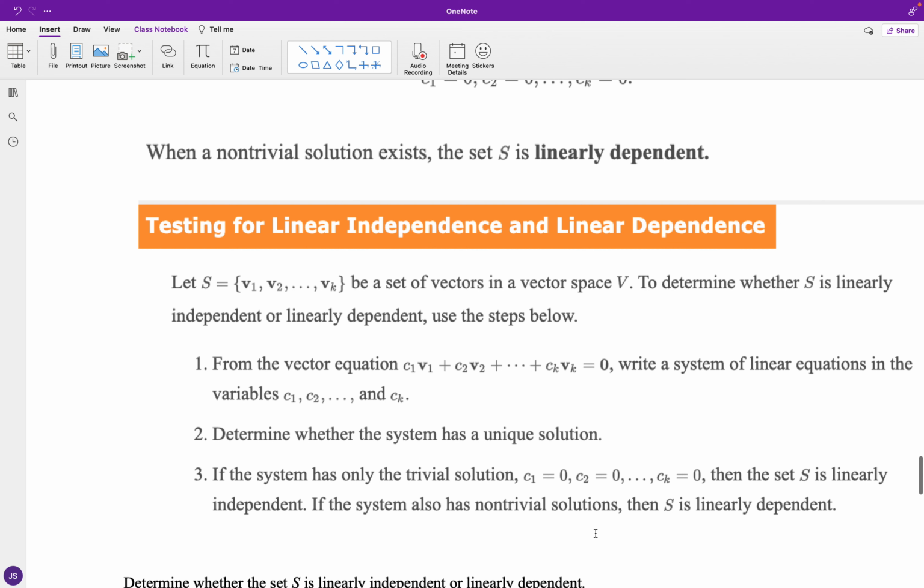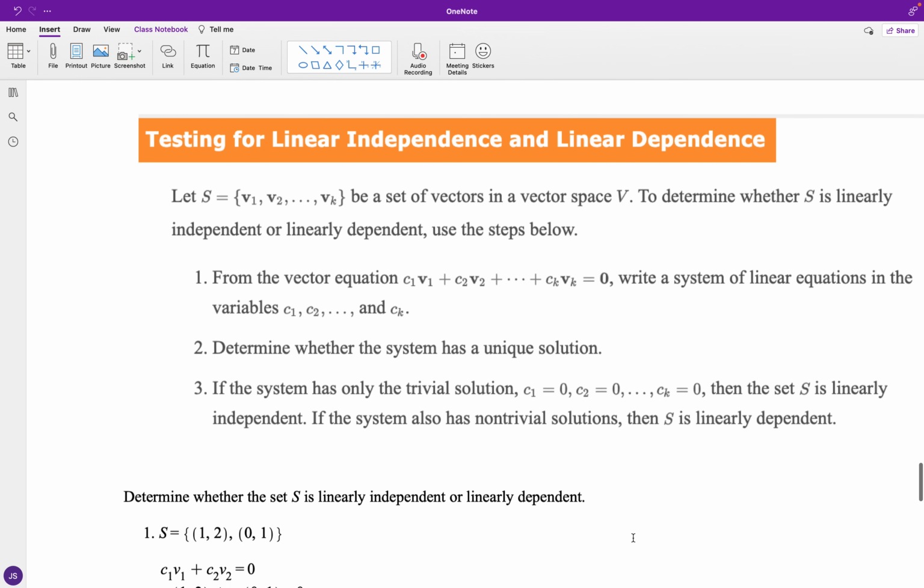If the system has only the trivial solution, whereupon all the constants are equal to 0, then the set S is linearly independent. However, if the system has non-trivial solutions, then S is going to be linearly dependent. All right, and we have as a case here, testing for linear independence or linear dependence.